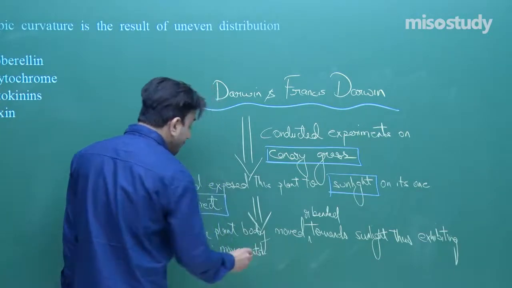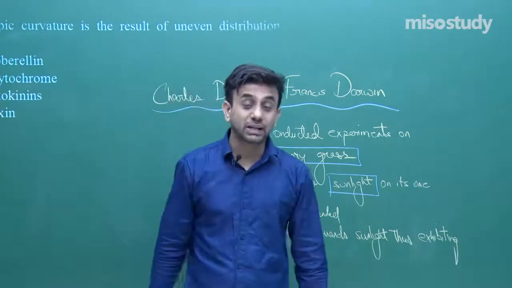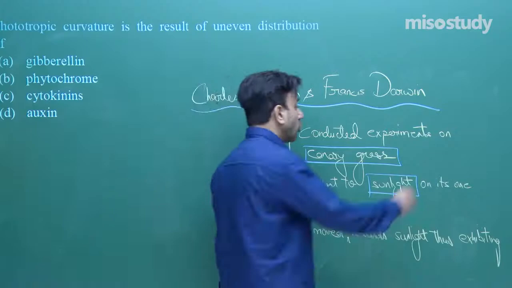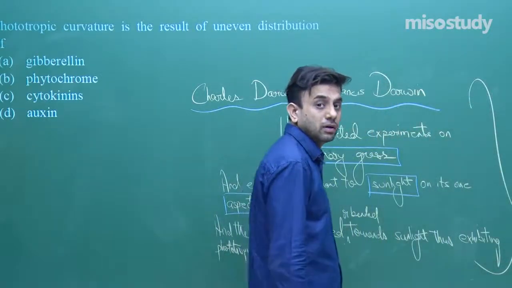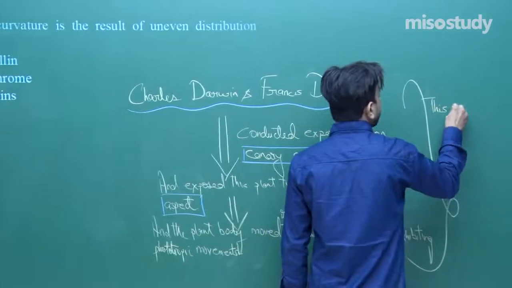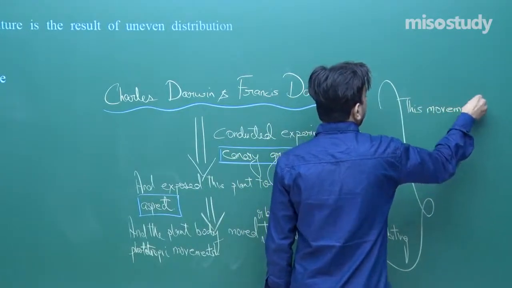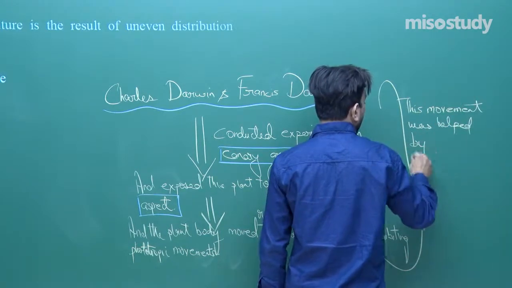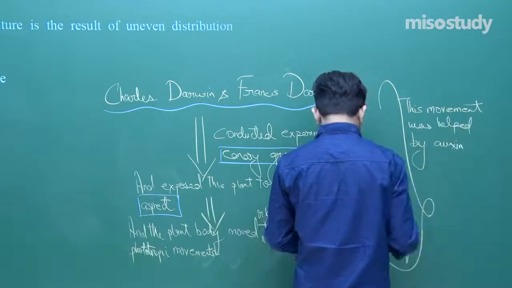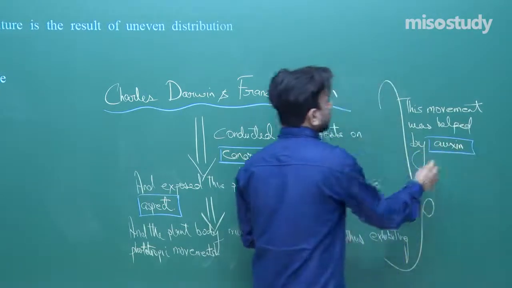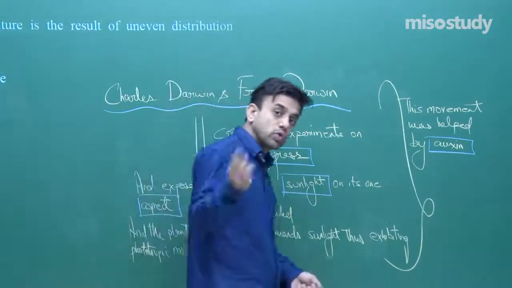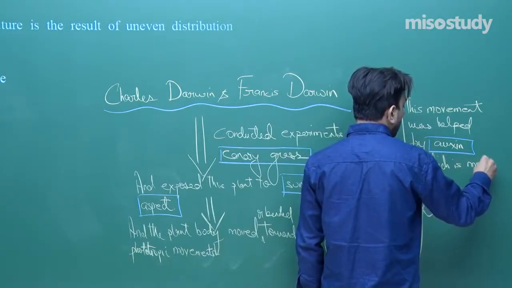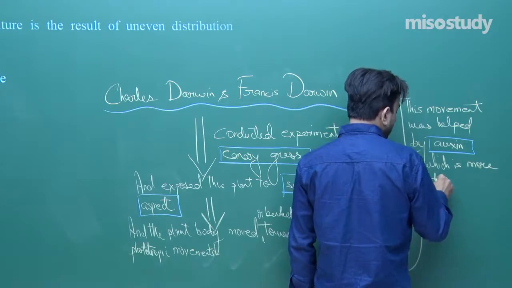So that part which was more in the apical part, that was the auxin. That was the auxin which was helping in this movement, right? This movement was helped by auxin, which was there in the apical region, where it is more predominant.